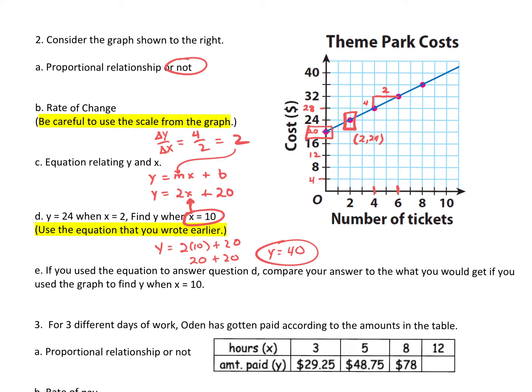And it says, compare your answer to what you get if you use the graph. Okay, so if x equals 10 on the graph, that would be way over here. Go up to the line, and then go over to the y. And it comes out to be 40, just like we said. 40. Okay. Starting to understand? That would be good.